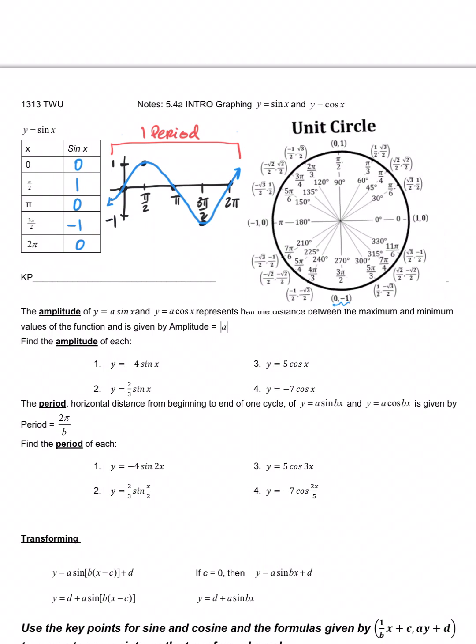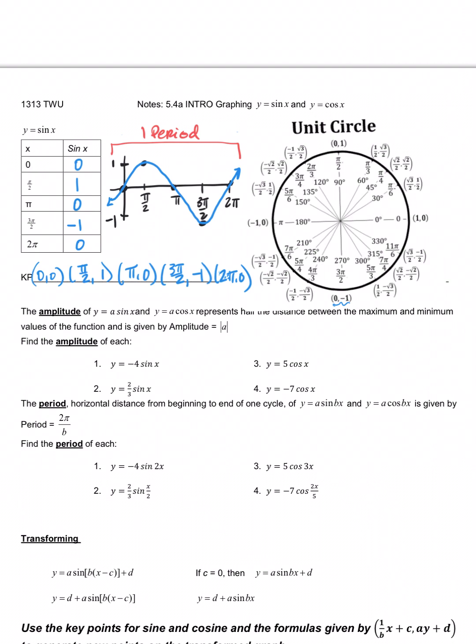So what we've done here is create what I'm going to refer to as our key points, and it's right from our table here. And before you know it, you'll have these memorized. 0, 0; pi over 2, +1; pi, 0; 3 pi over 2, -1; and then back to 0, or 2 pi and 0, right? So these are our 5 key points for sine.